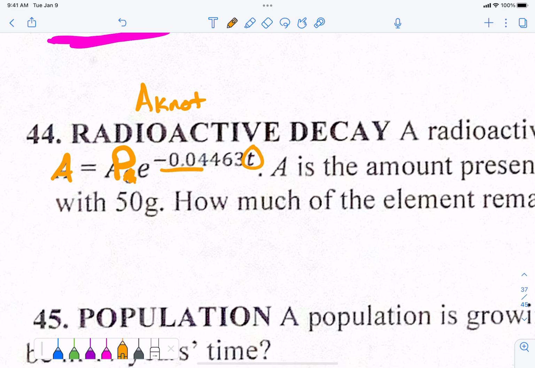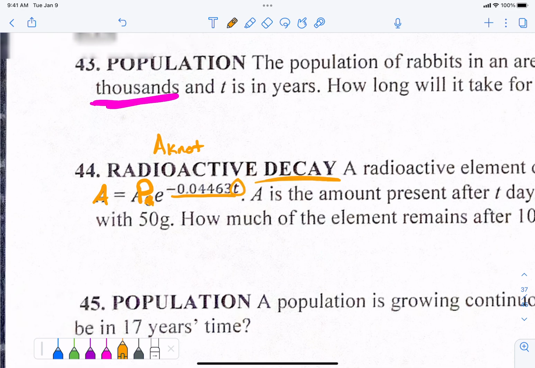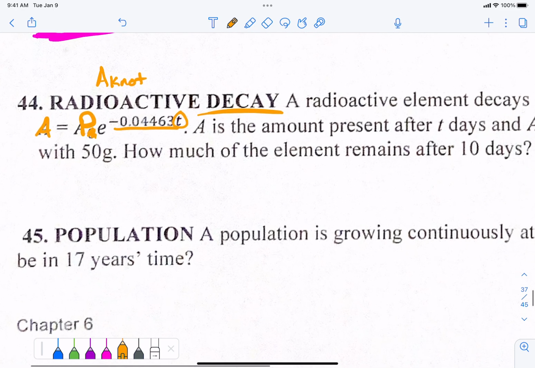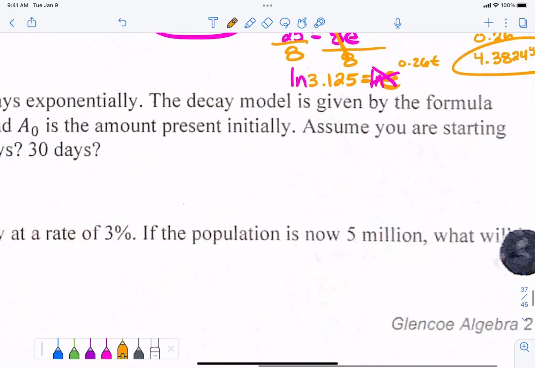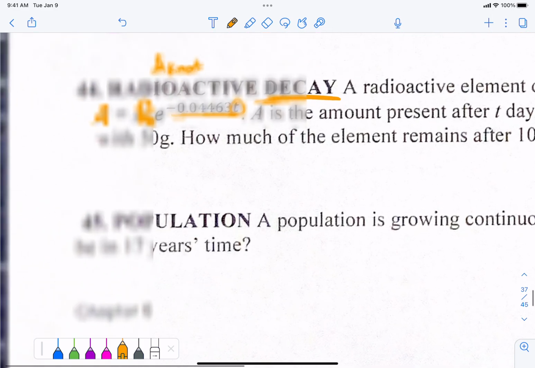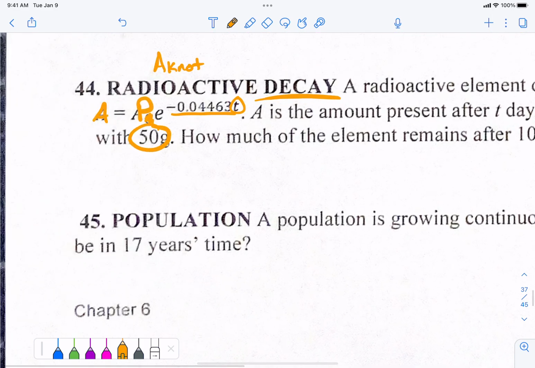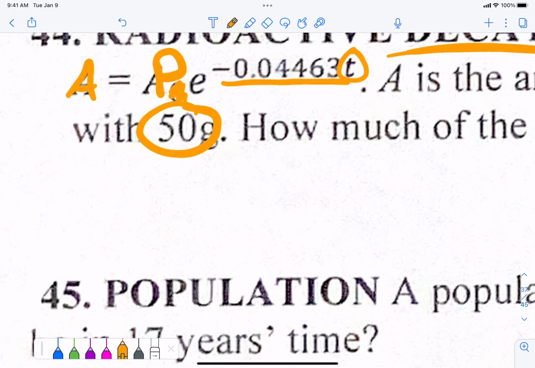But notice that this is a negative number, okay? Because it is decay. So rather than using the decay formula that I told you, the 0.5 one, you can make that exponent negative and that will reflect a decay, okay? So that's what they've done here. So when you type it in, make sure you type that in as a negative. Assume that you are starting with 50 grams of a radioactive element. Where does the 50 go?